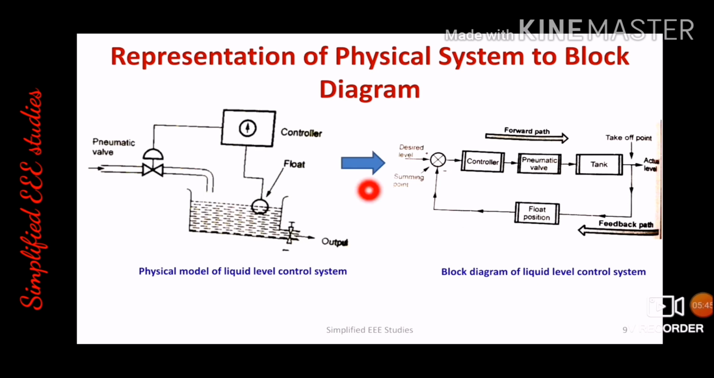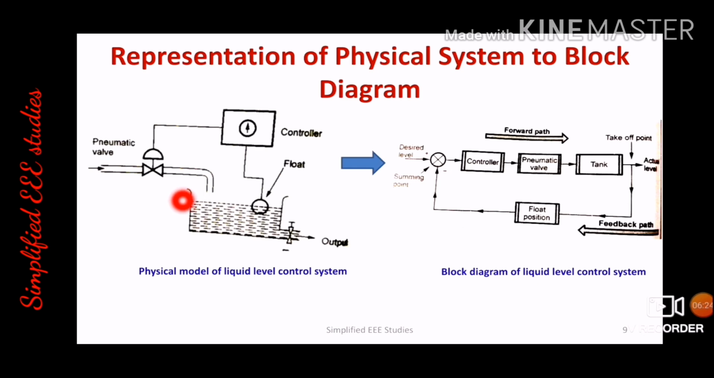Now let us represent a physical system as a block diagram. With the help of one simple example, a liquid level control system, I can convert it into a block diagram, so that we can see how to convert a physical system into a block diagram. On the extreme left side, there is a physical system. On the right side is the block diagram. Now let us discuss how we can convert the physical system into a block diagram.